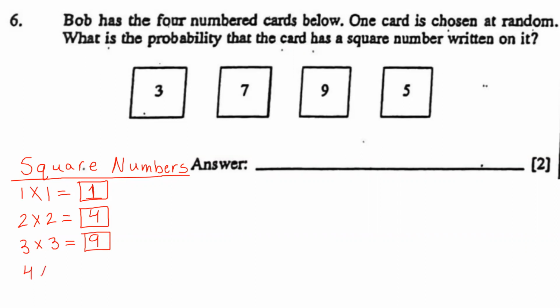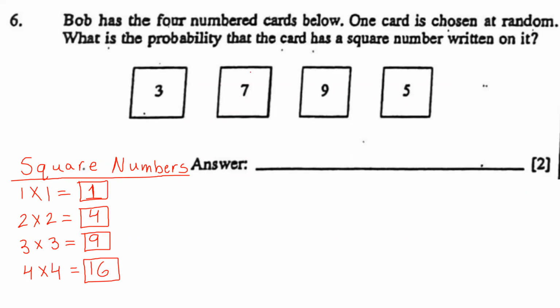4 times 4. Okay? 4 times 4 is what? 16. So 16 is a square number. Why? Because 4 times 4 is 16. And we can continue this. We can go 5 times 5, 25, and so on. So these are some square numbers: 1, 4, 9, and 16.